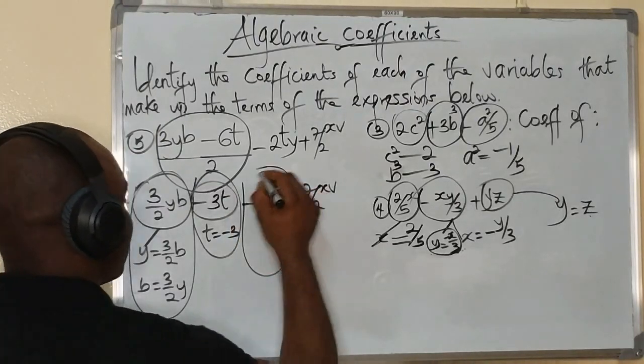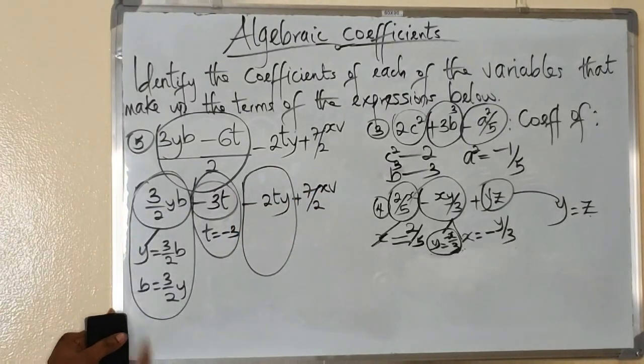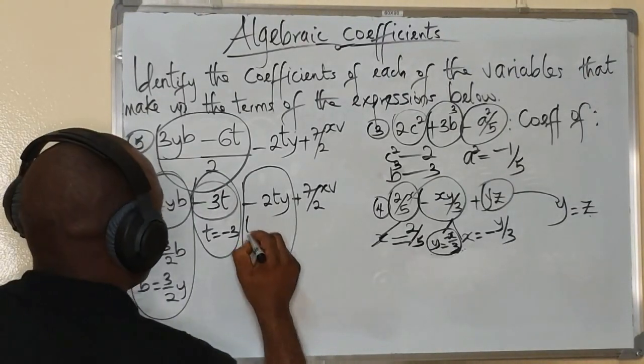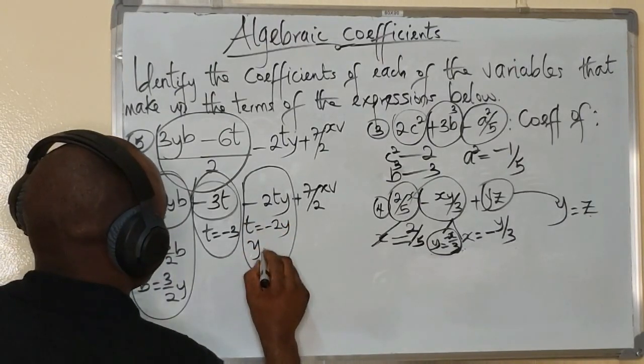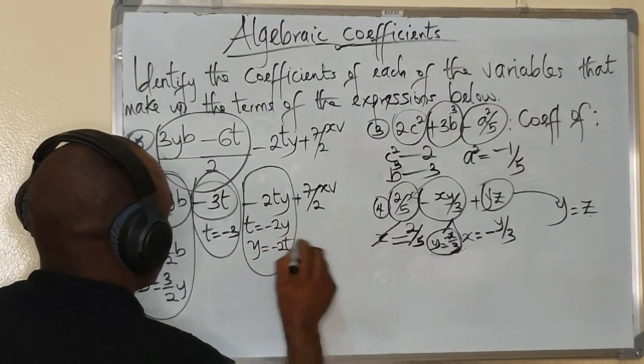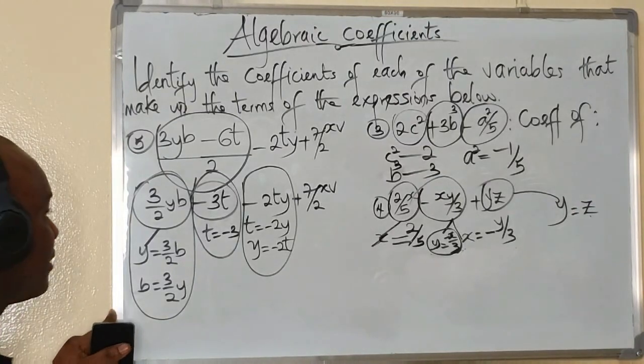Now let's take a look at the next term. The next term we have here is negative 2ty. So there is t and there is y. We need to look for their coefficients. For t, the coefficient is negative 2y. And for y, the coefficient is negative 2t. This is also done. It's as easy as that.